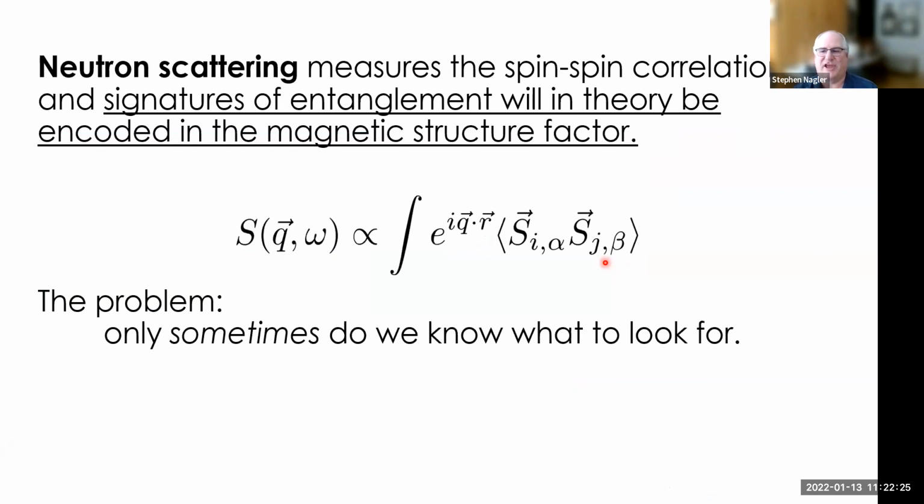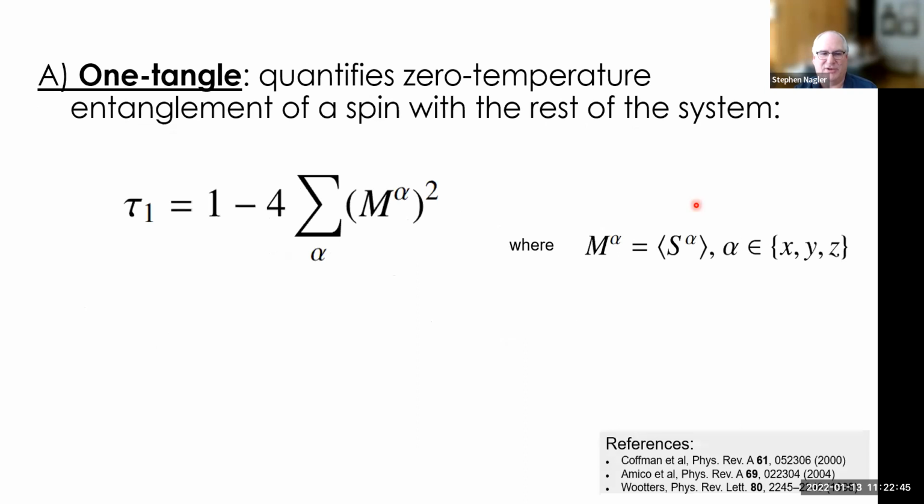Okay, so neutron scattering measures this correlation function, which is in turn proportional to the imaginary part of the dynamical susceptibility. In principle, if there's entanglement, this will be contained in this magnetic structure factor in the dynamic susceptibility, but we don't always know exactly how to find it. So that's why we're looking for model-independent quantities that we can measure and see where they'll be useful. The first one is basically this one-tangle.